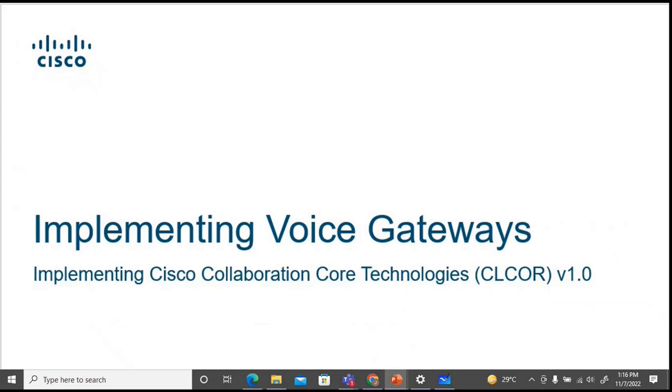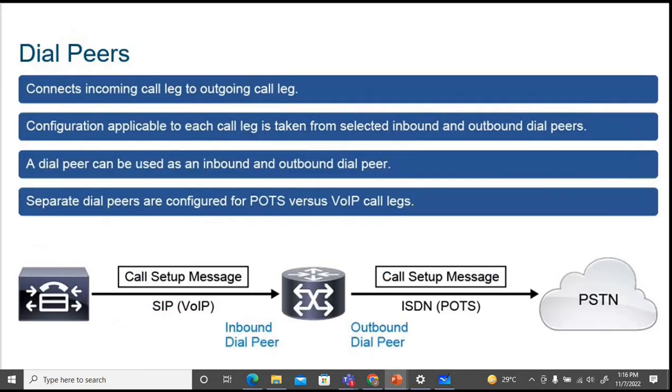All right, then about voice gateways. When we configure voice gateways, dial peers need to be configured on the gateway. Dial peers connect the incoming call leg to the outgoing call leg. So when you have to make a call from inside to outside, you need to configure these call legs, incoming and outgoing, which are called dial peers. Configuration applicable to each call leg is taken from the selected inbound and outbound dial peers. Based on that, we will be able to make calls and route calls.